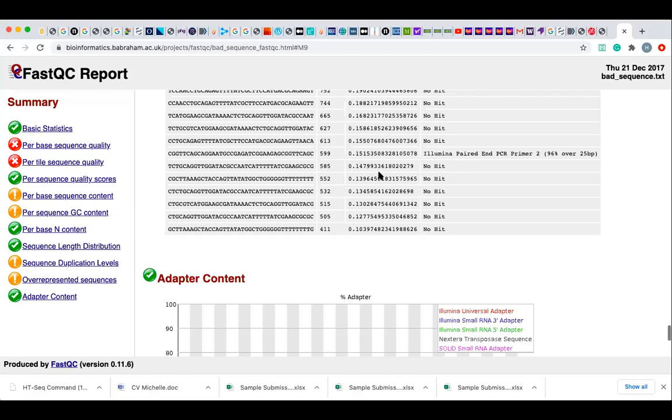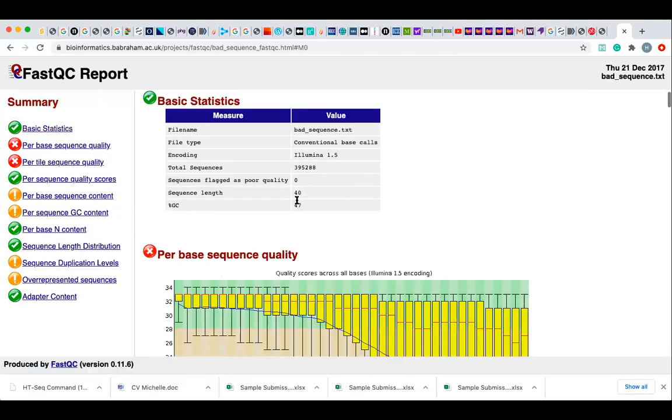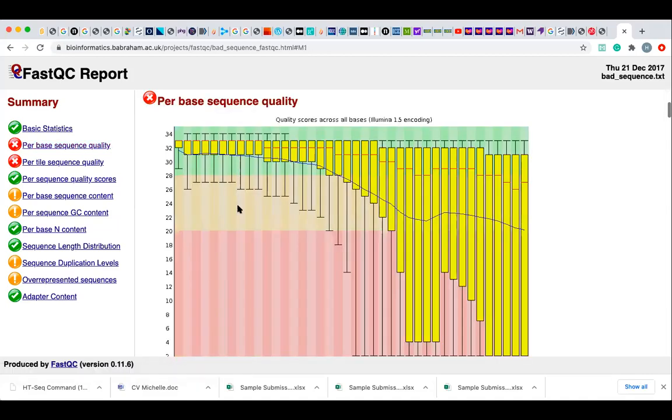So it's very important to do these three things when you get your data, when you do your QC, right? Three things that you always look at: first is basic statistics. This table will give you an idea of how many fragments were sequenced, what your sequence length is, the percentage of GC, and also whether there's any sequence flagged as poor quality. But this is normally not very accurate. We don't rely on this. We always go to the second one, which is your per base sequence quality, right?